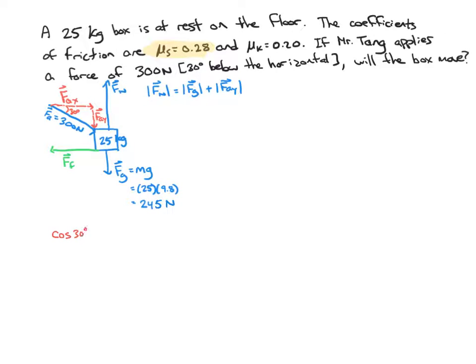So cosine of 30 degrees will equal my adjacent side divided by my hypotenuse. And my hypotenuse is 300 newtons. So multiplying both sides by 300 newtons, I can figure out my x component.